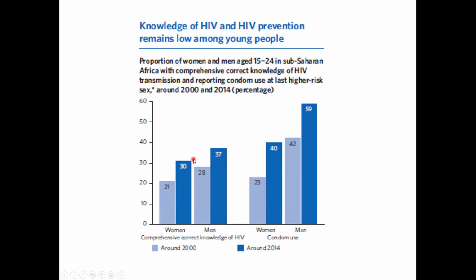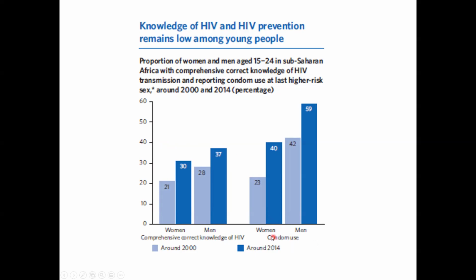So that's still, if we're talking about why it's able to spread so much. In both cases, for men and women, there's an improvement, but it's still well under half of men and women aged 15 to 24 who have a comprehensive understanding of how HIV/AIDS is spread. So it's hard to protect yourself from HIV/AIDS if you don't know how you get it.